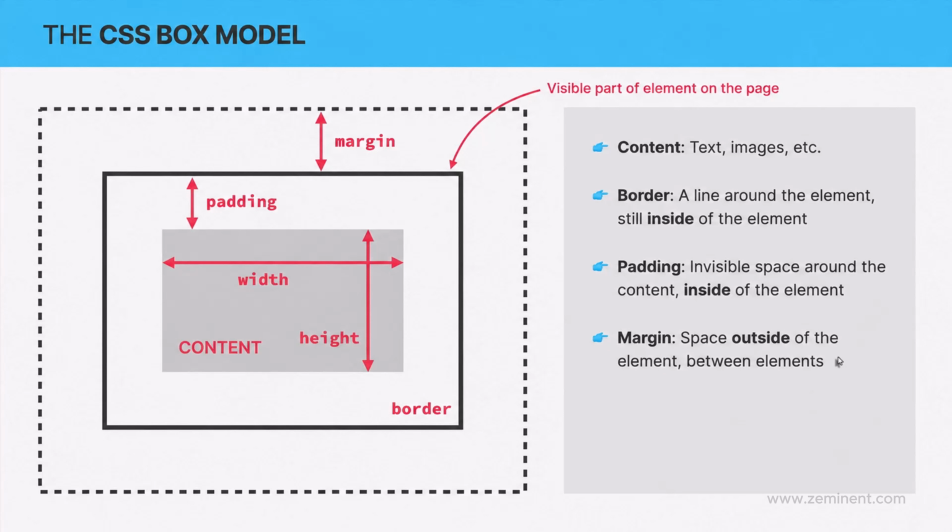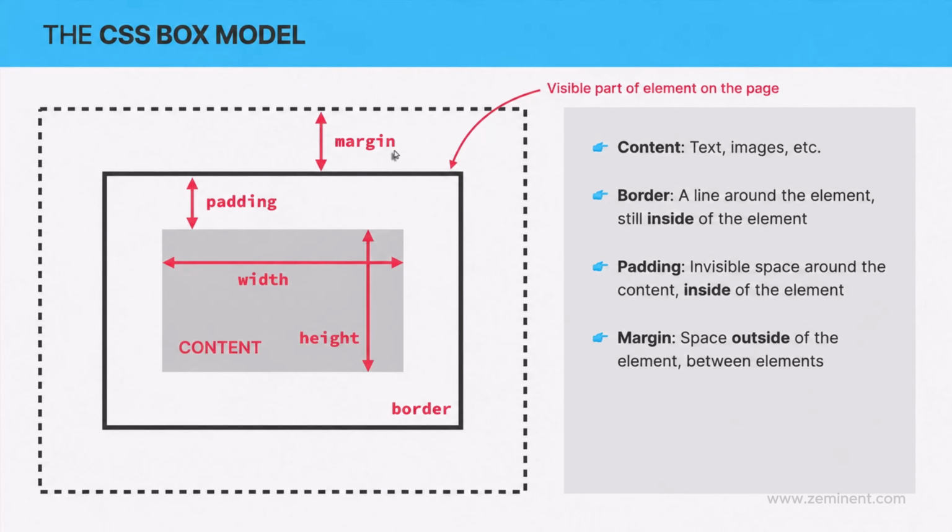So what exactly is the box model? The CSS box model defines how HTML elements are displayed and sized on the web page. The basic idea is very simple. Every element on the web page can be thought of as a rectangular box, and inside and around the box we have different parts, that is content, padding, border and margin.